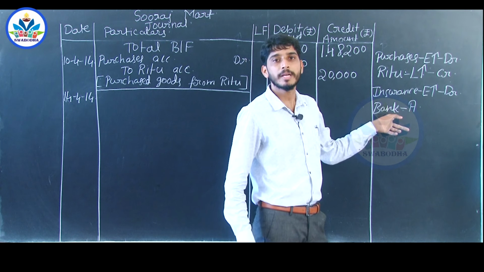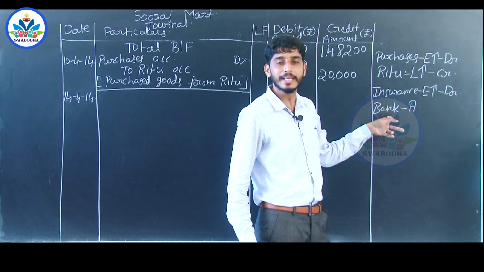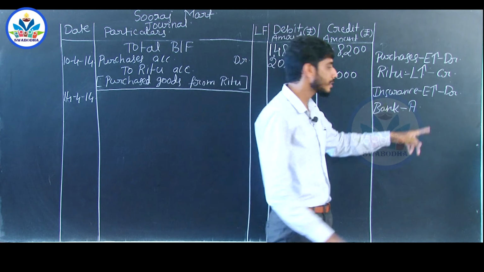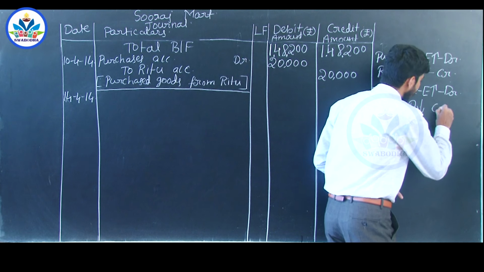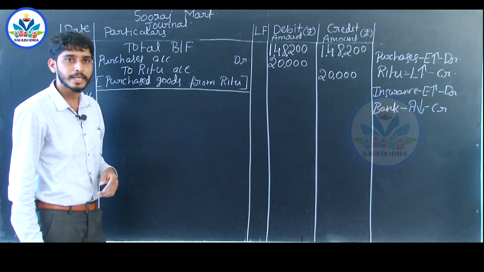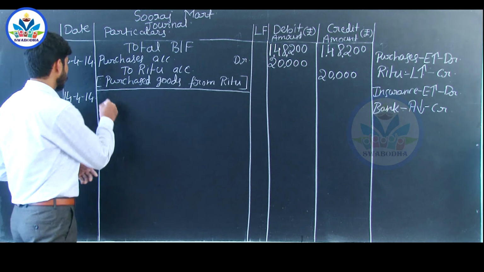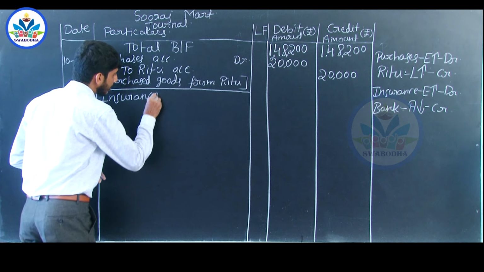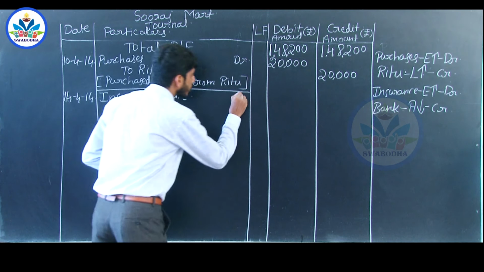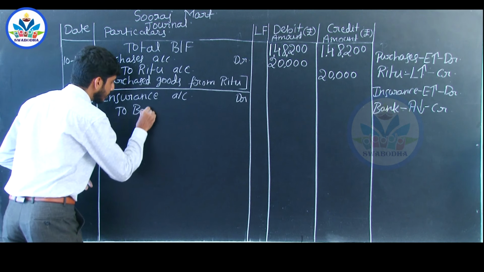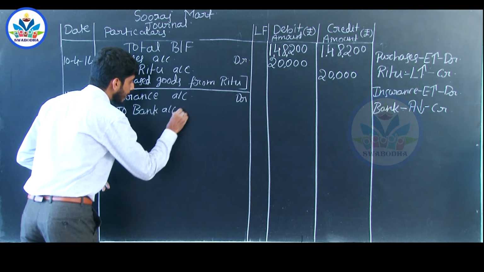You are making payment by issuing a check, that means to that extent bank balance will decrease, and the rule says decrease in an asset has to be credited. So, the journal entry will be insurance account debited to bank account.